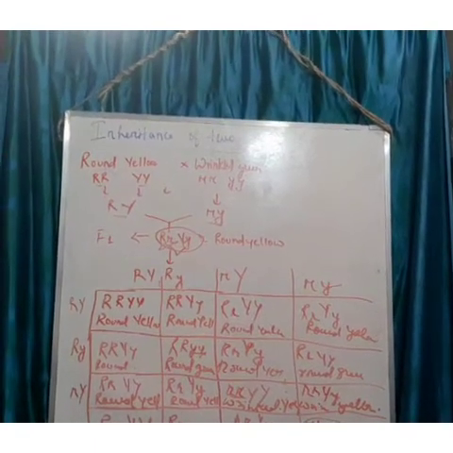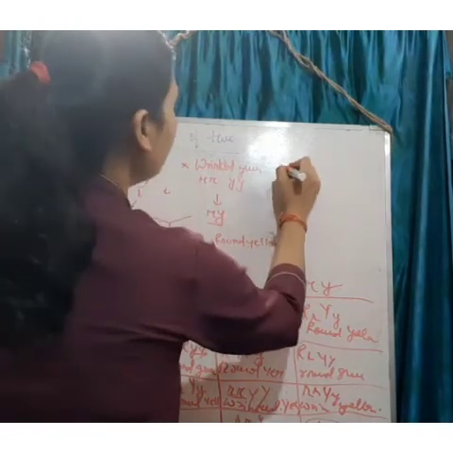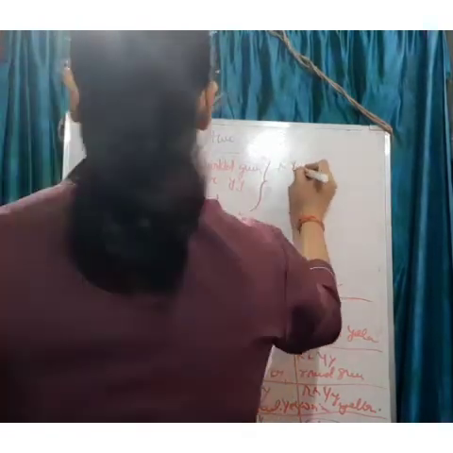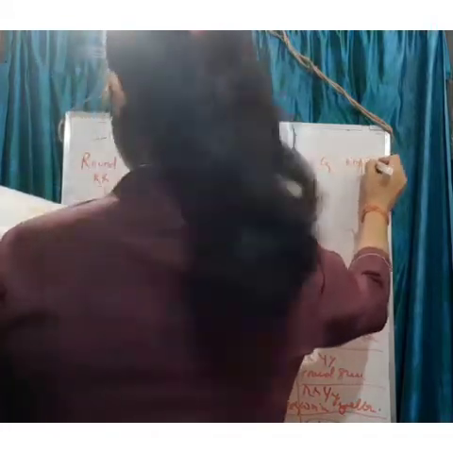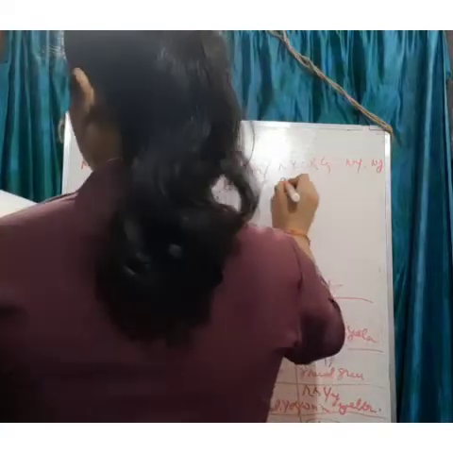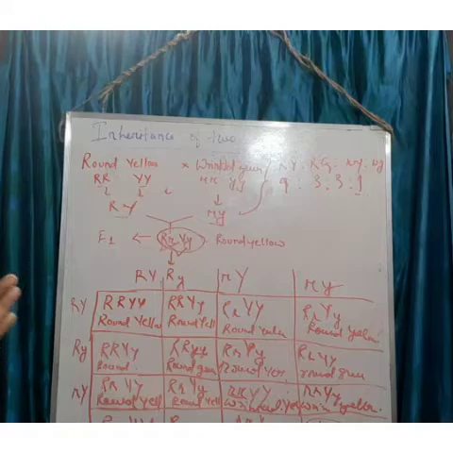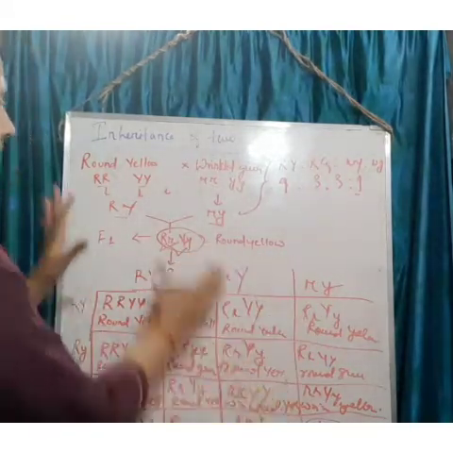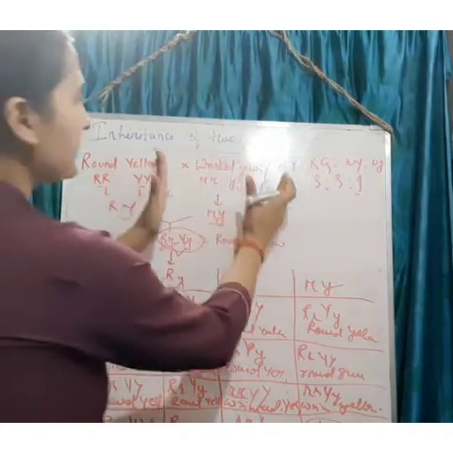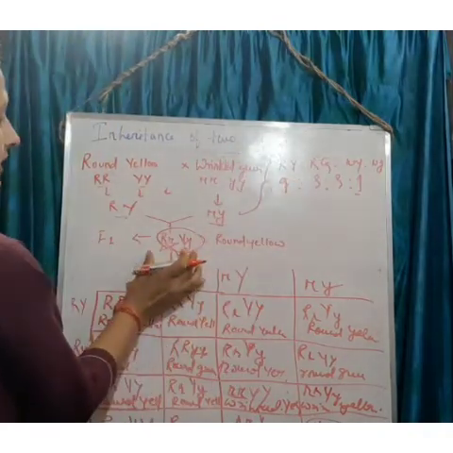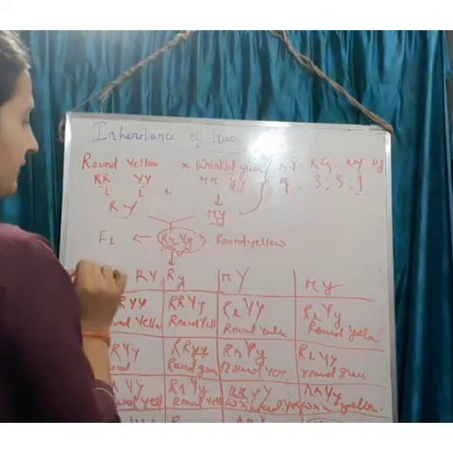Okay. So, what we got from here is round yellow is to round green is to wrinkle yellow is to wrinkle green: 9 is to 3 is to 3 is to 1. Okay. Now see, what does it infer? I hope you all can follow. This is round yellow, this is a dominant character, and this is a recessive character, right? In the first generation, the dominant character masks the recessive character.